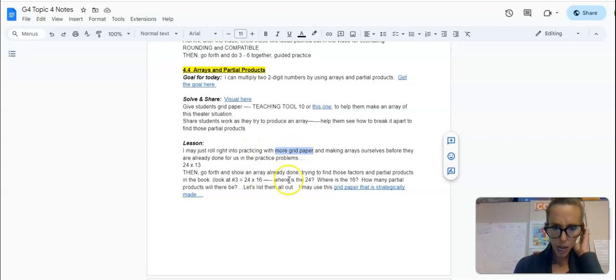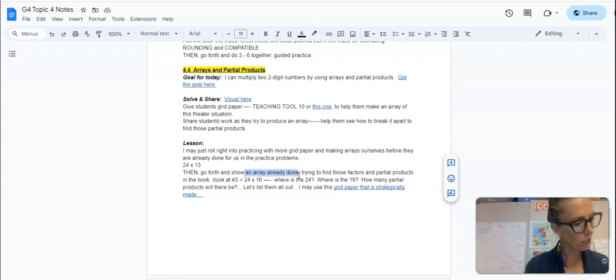Okay. The ones in your book, when they go to doing the ones in independent practice, the arrays are already done. So if you take a notice of that, they don't even have to draw them. They're already there. So then it's a matter of, wow, you already see the array drawn out. Can you find those partial products quickly?